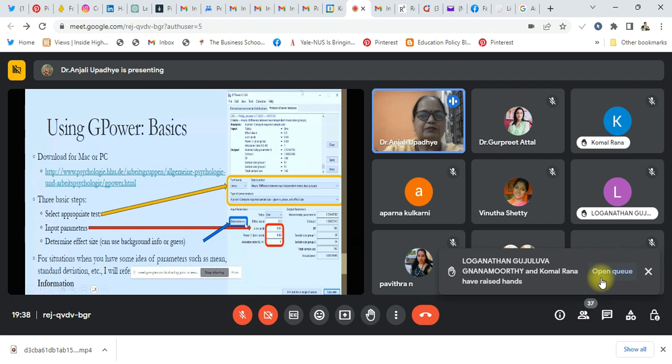Now we are going to discuss the G Power tool. First of all, there are 3 basic steps. First, I have to select my appropriate test. As I said previously, how exactly I am going to do my statistical analysis, by which test, by which data, by which method. Then I will put in my input parameters, determine the effect size, and I will calculate my sample size. Very simple. Whatever research design you have, this is the G Power tool. It is the best method to calculate the sample size. This will give you all the things.